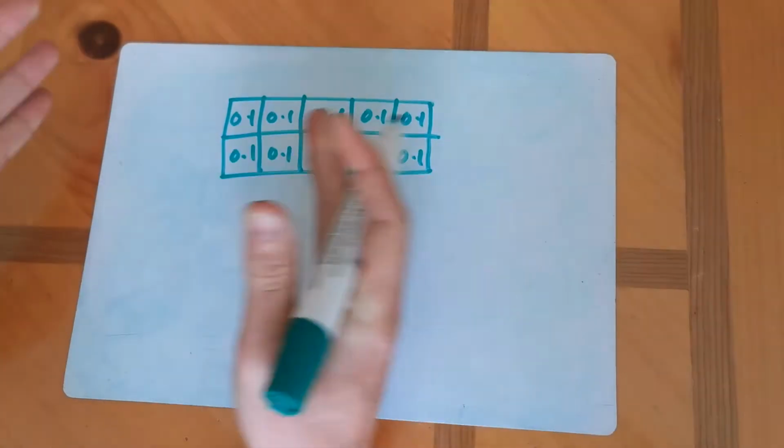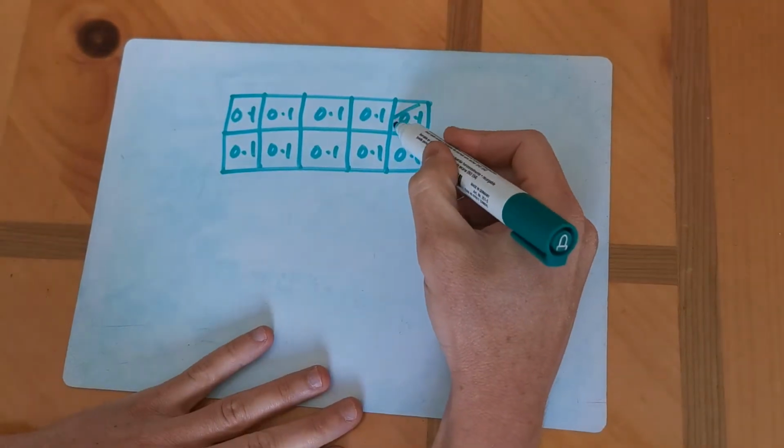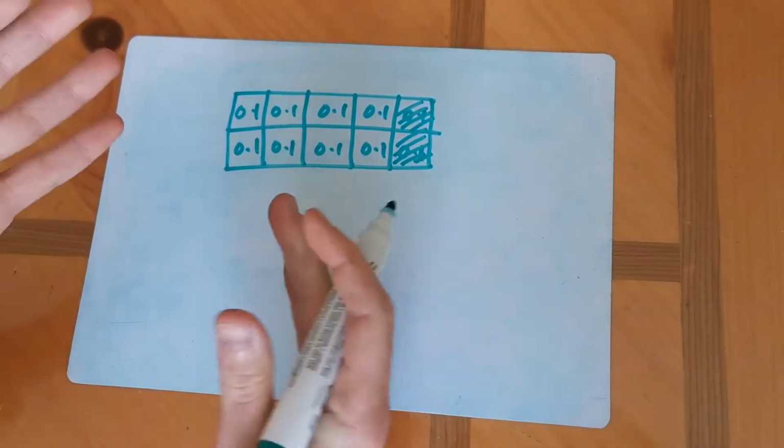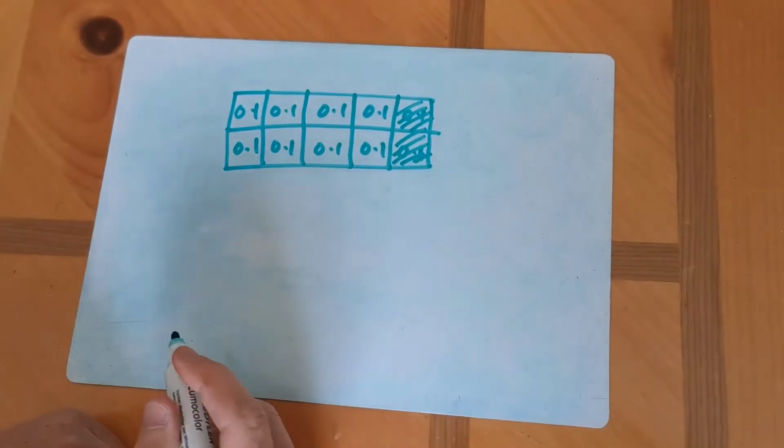So if I have my bar of chocolate on Saturday evening, and I decide I'm going to eat 2 squares of the chocolate, then I'm left with 8 squares. So I'm left with 0.8 of my bar of chocolate if we added them all together.